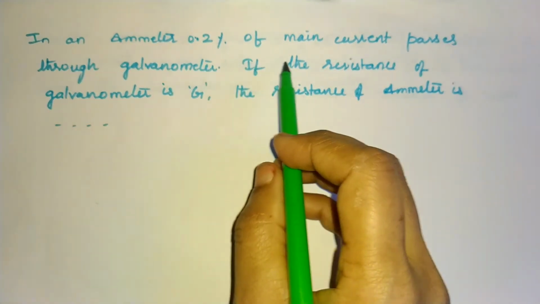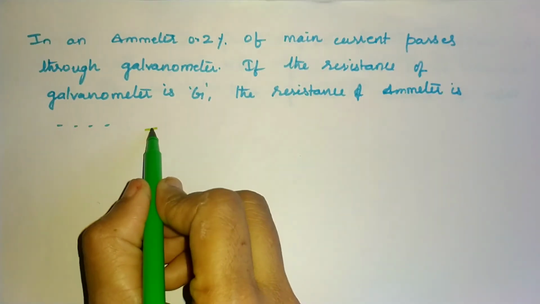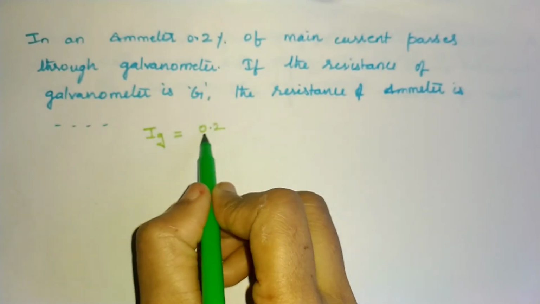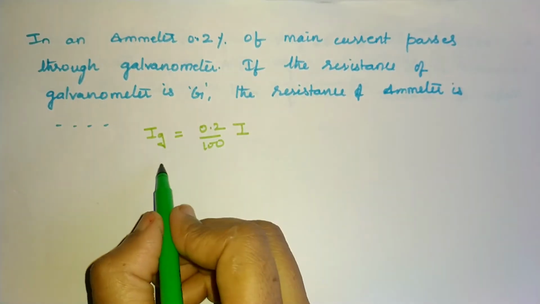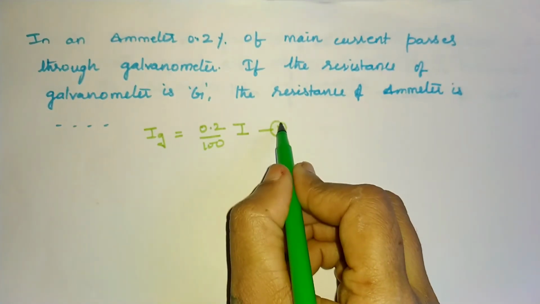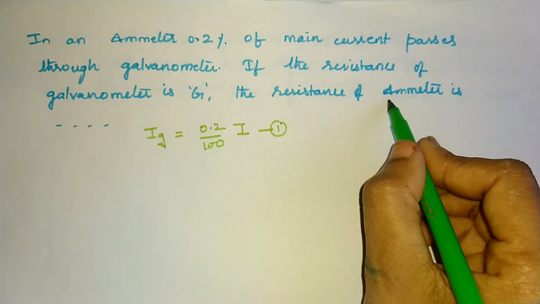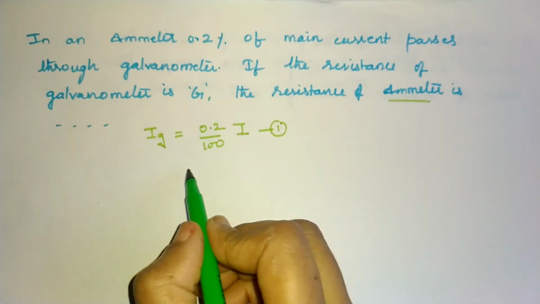0.2% of the main current passes through the galvanometer. That means the current through the galvanometer is 0.2% of the total current I. Call this equation 1. If the resistance of the galvanometer is G, what is the resistance of the ammeter? So we will get the answer in terms of G.